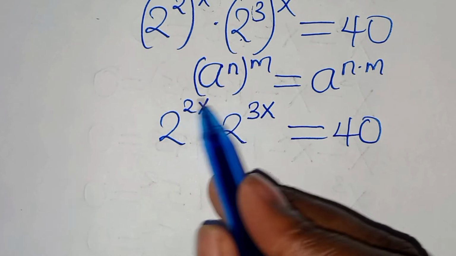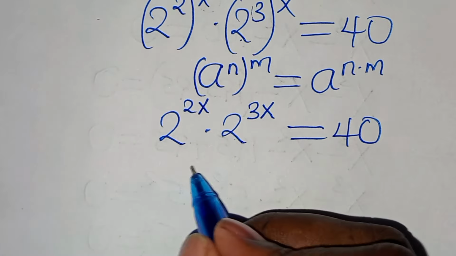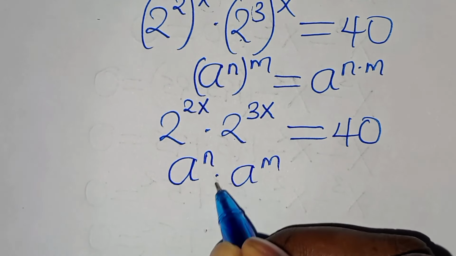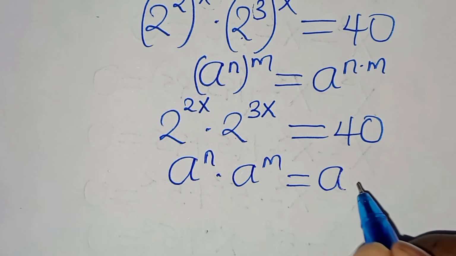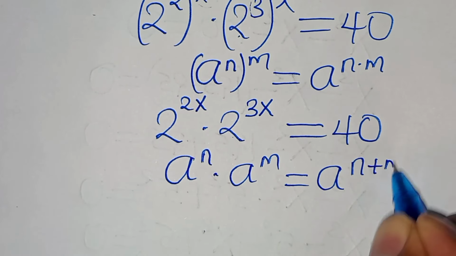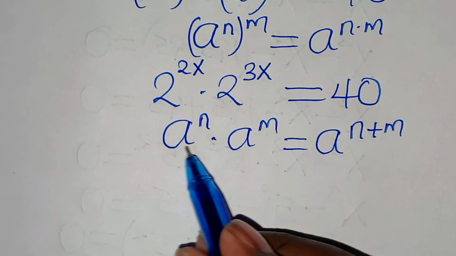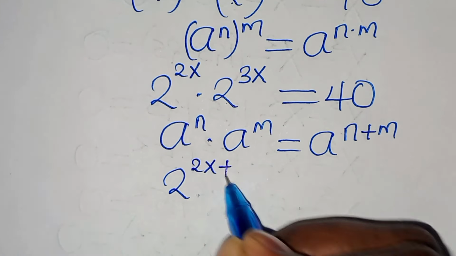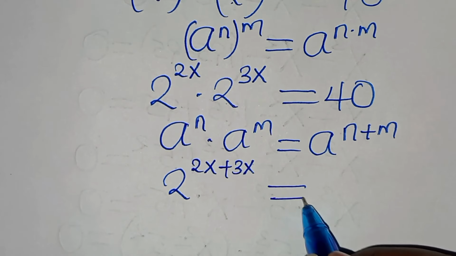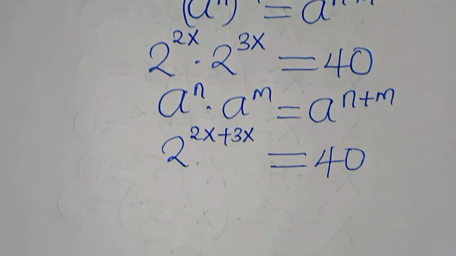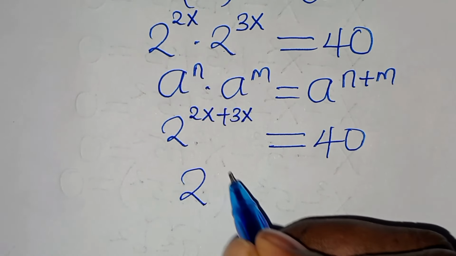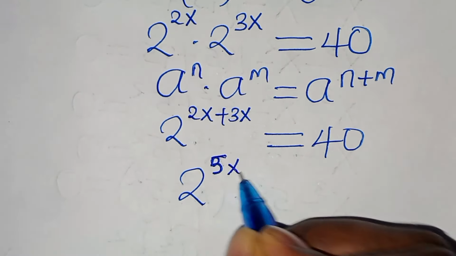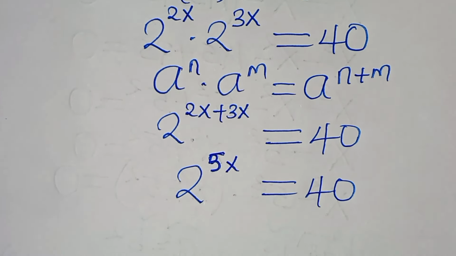Now, 2 to the power of 2x times 2 to the power of 3x. This is in the form of a to the power of n times a to the power of m, which we can express as a to the power of n plus m. Applying this exponent property, then we have 2 to the power of 2x plus 3x. This is equal to 40. So this implies we have 2 to the power of 2x plus 3x, which is 5x. This is equal to 40.